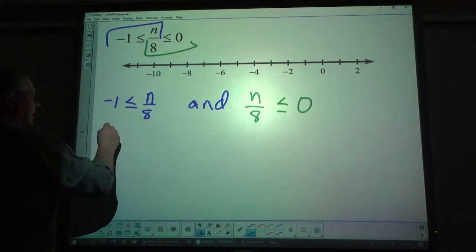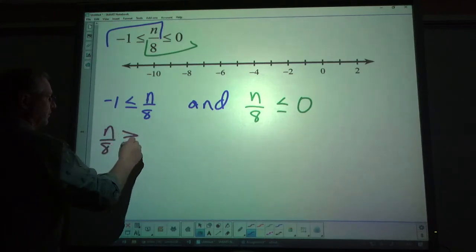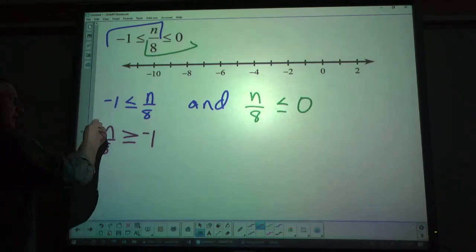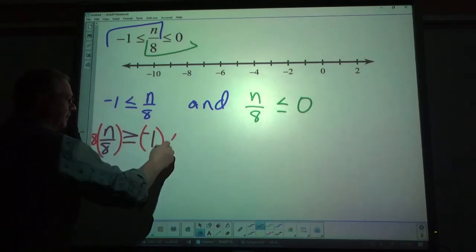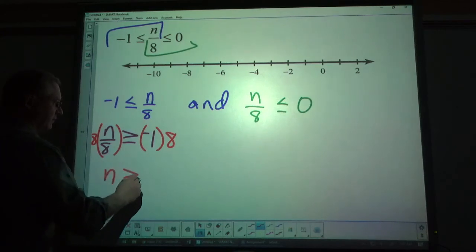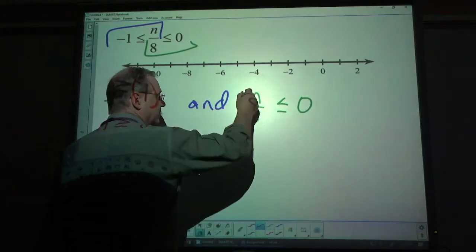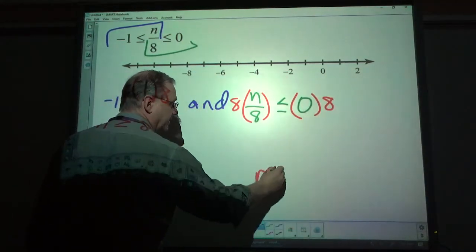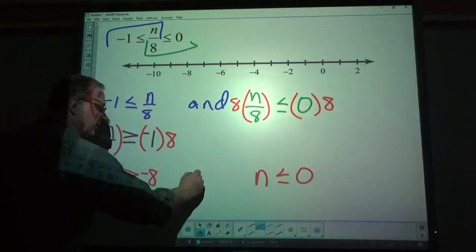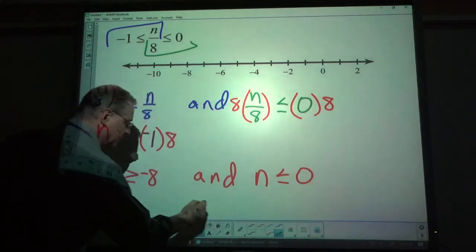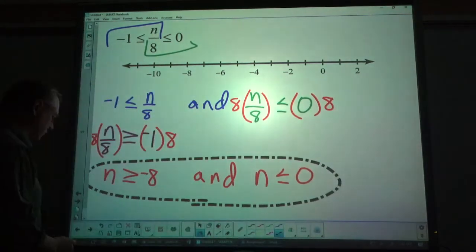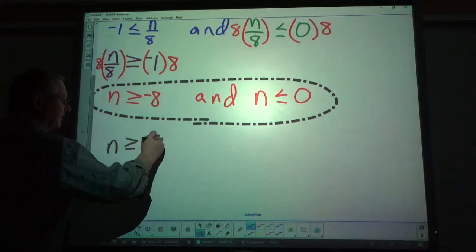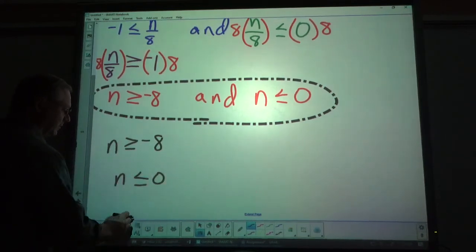Now, I'm going to rewrite this. N over 8 is greater than or equal to negative 1, and then I will solve it. To solve this, I have to get rid of dividing by 8. I multiply by 8. N is greater than or equal to negative 8. Here I'm going to multiply both sides by 8, but it doesn't really change it. It makes it n less than or equal to 0. With and in between, this is my inequality. N greater than or equal to negative 8, n less than or equal to 0.